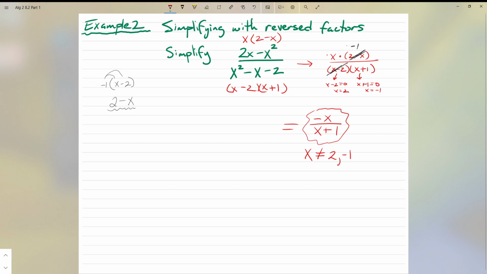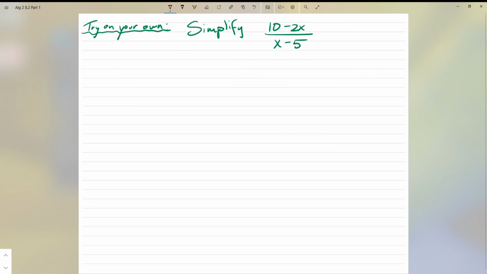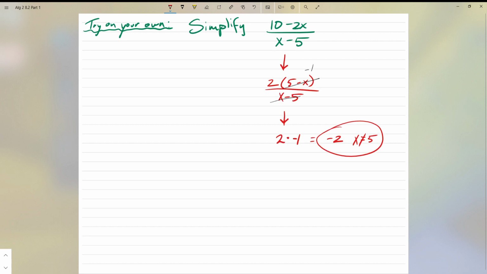And then I've got a problem for you guys to try on simplifying again with reversed factors. Okay, if you want to pause it here and try this one, this is what you should get. On the numerator, you can factor out a 2. And then you would get, oh, I shouldn't write that. That looks like a negative sign. You get a 2 times 5 minus x on top. X minus 5 is the only factor on the bottom. These factors are reversed, so it would leave a -1.